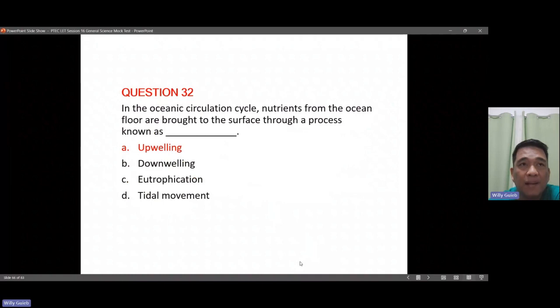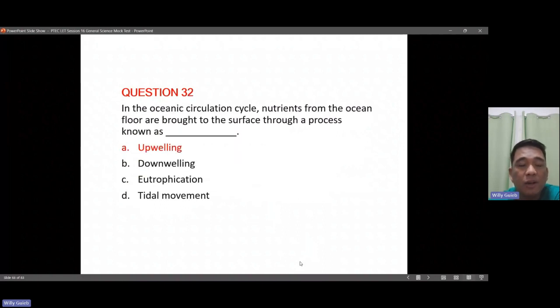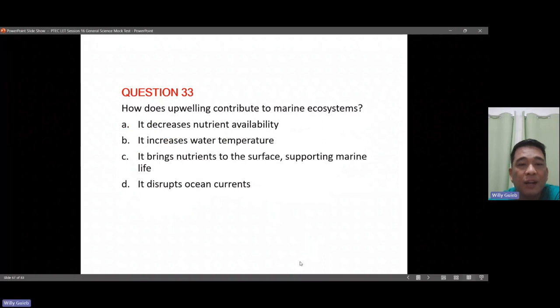Kung pwedeng magkaroon ng massive na earthquake, halimbawa, that triggers a certain tsunami, it will create an upwelling activity that would bring up yung nutrients at the bottom of the ocean back into the surface. How does upwelling contribute to marine ecosystems?